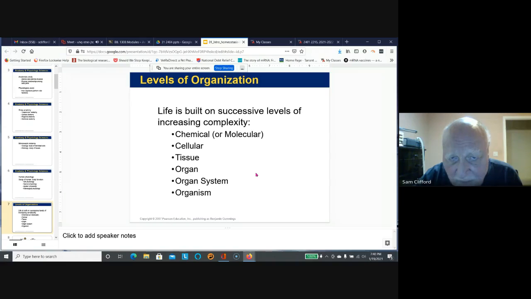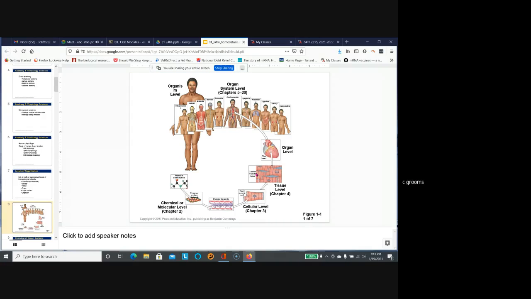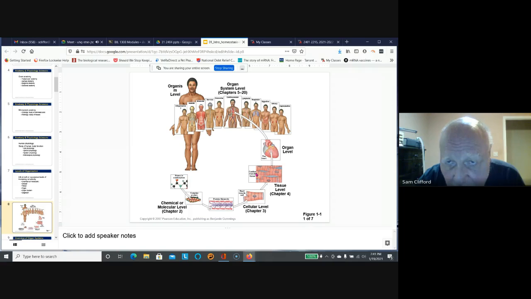So we all start from chemicals. And we put chemicals together to build cells, cells together to be tissues, tissues to build organs, organ systems, and we build an organism. Okay, so this goes through all of the systems, integument, and so on. And this shows from atoms to organ level to organ.